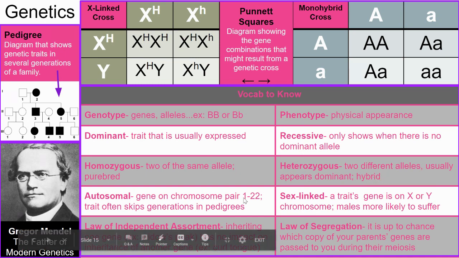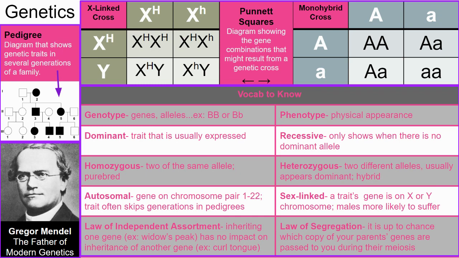Next up, we have autosomal versus sex linked. If you have an autosomal trait, you have a trait that is on one of your chromosomes that is the first, second, third, fourth, fifth, all the way up to 22nd chromosome. So if it's on one of those pairs 1 through 22, that's an autosomal trait. A lot of times you might see dominant and recessive within autosomal traits.